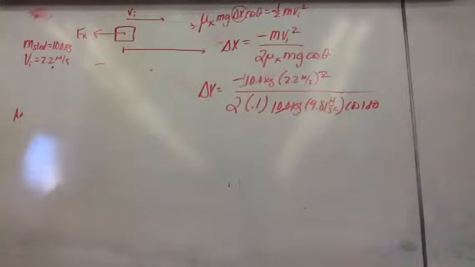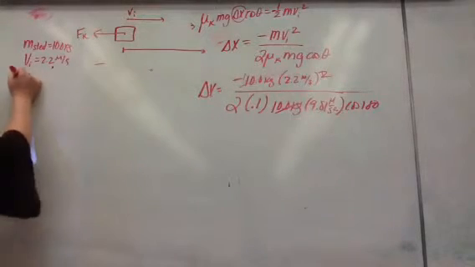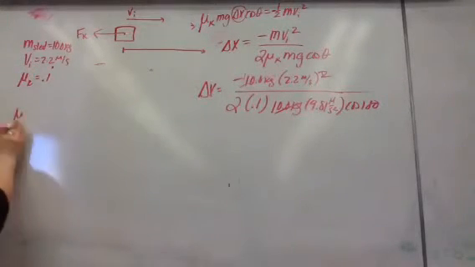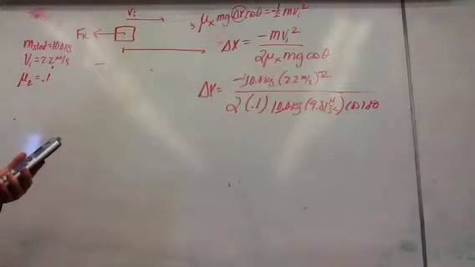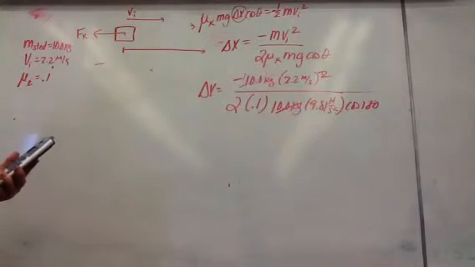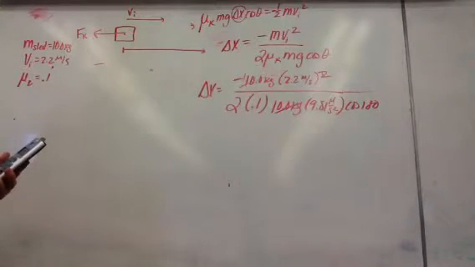We just know that mu k is 0.1. It was given in the problem. Sorry. Yeah, I should list it over here. Okay, so 2.2 squared times negative 1 divided by the quantity 2 times 0.1 times 9.81 times cosine 180.